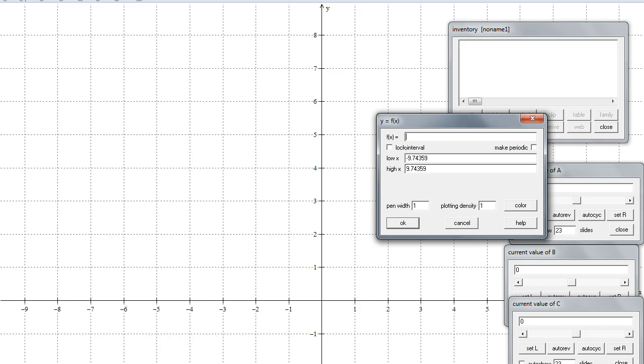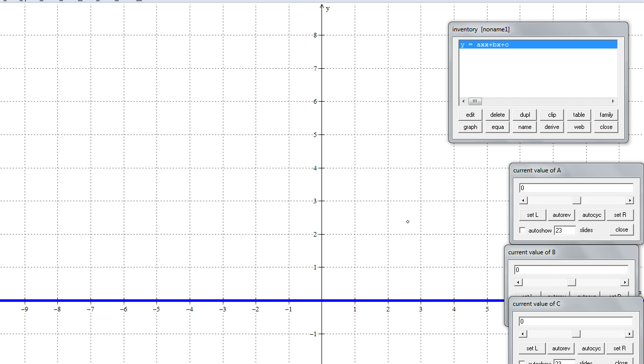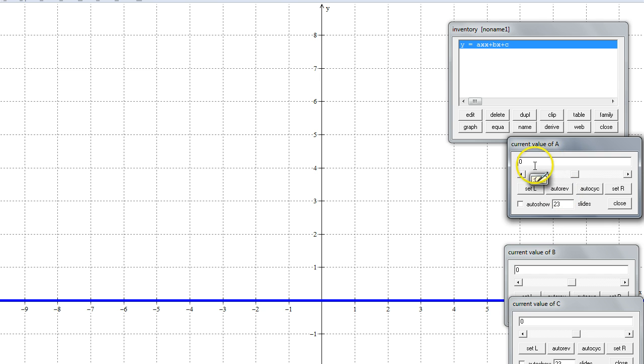Yes, ax squared. To do x squared, I could just type xx. Isn't that nice? Because that means x times x, right? Ax squared plus bx plus c. And I'm going to make this thick enough so we can see. There you go. Right now, it's a horizontal line because my a happens to be 0. Remember, if a is 0, you get a line, so we want to make sure that a isn't 0.